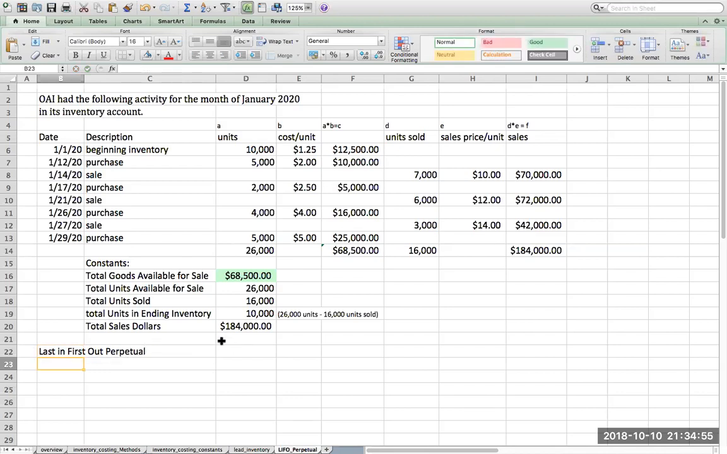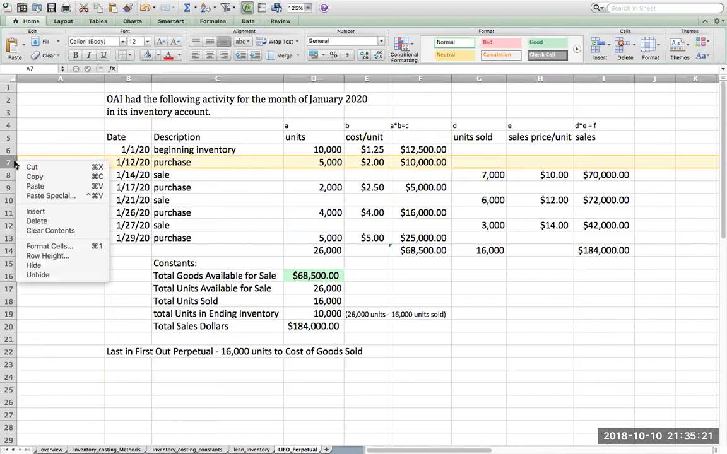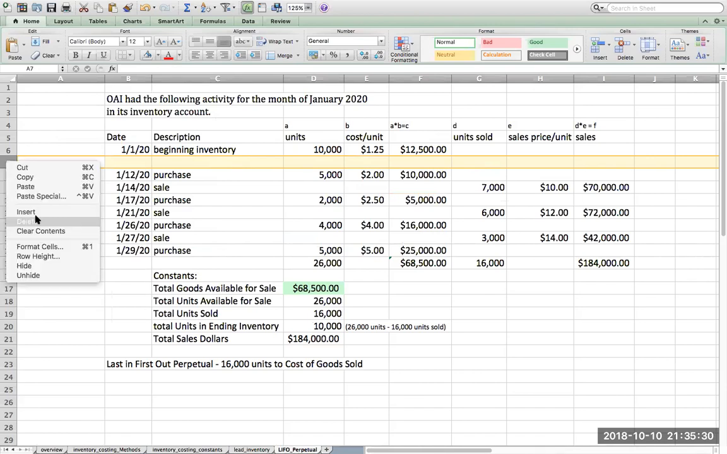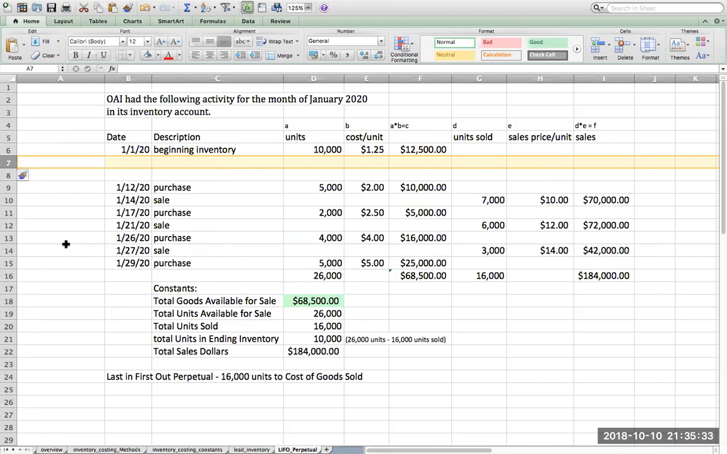When we're looking at perpetual, remember, similar to everything else that we're doing, we need to take 16,000 units to cost of goods sold. So what we're going to be doing is going through each of these sales one by one and determine what exactly we need to take to cost of goods sold. Now, I'm just going to slightly update this so we can follow along a little better. So let's go ahead and get started.